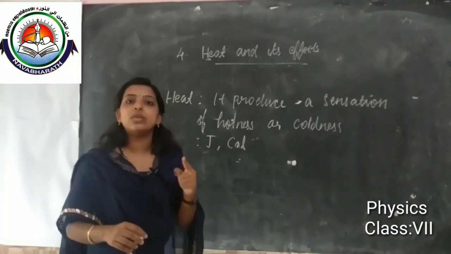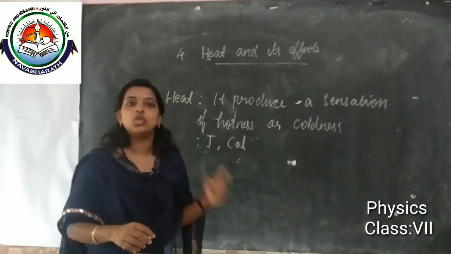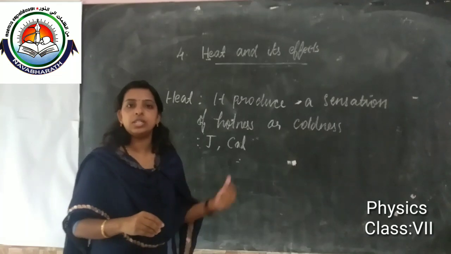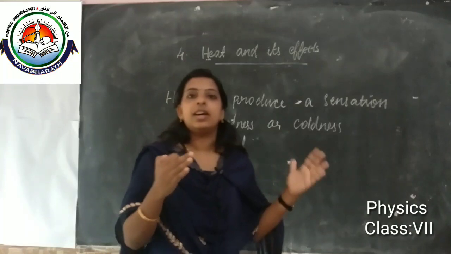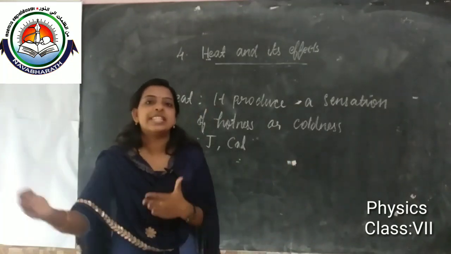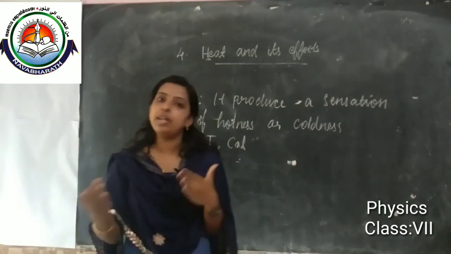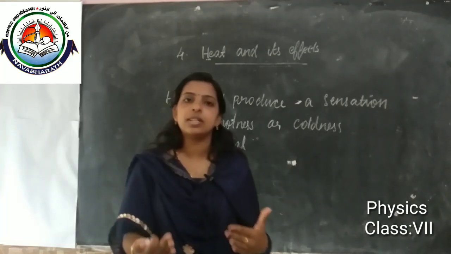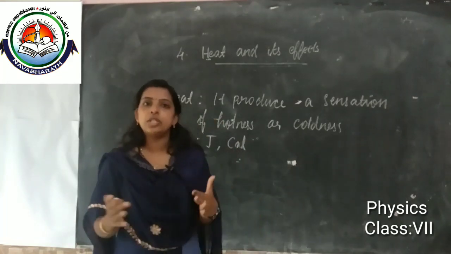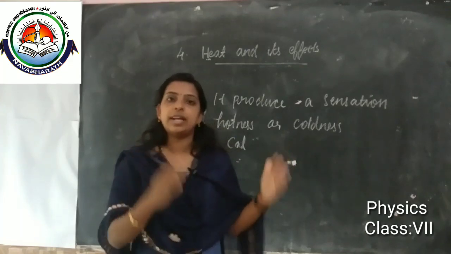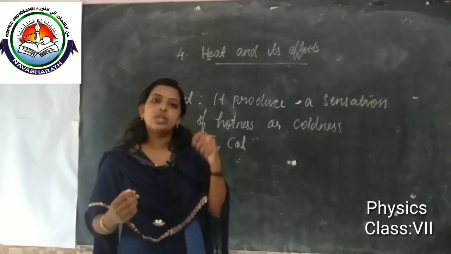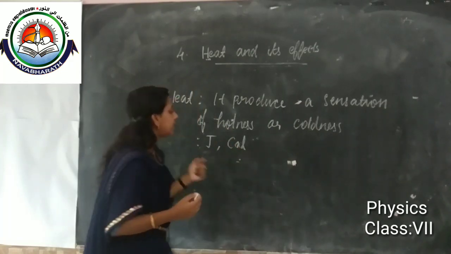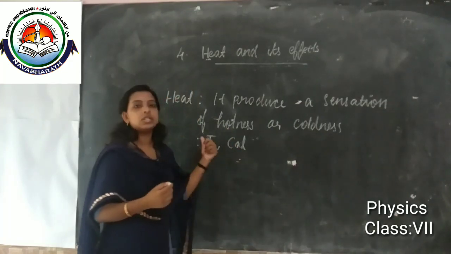But the SI unit of heat is joule. The SI unit of heat is joule. In our previous class on speed, I told you that the SI unit of speed is meter per second. Why are we using this SI unit? For the uniformity of measurements, scientists all over the world found some standard units. So the standard unit of heat is joule.